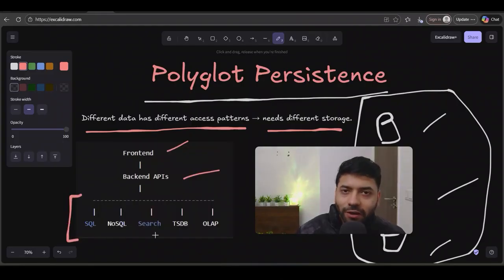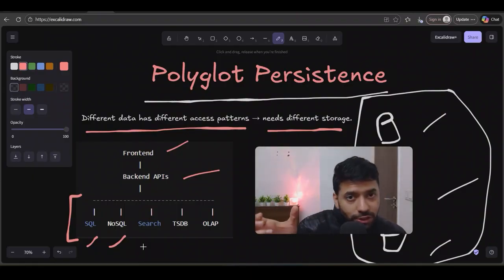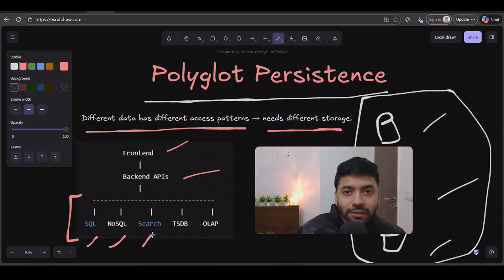Okay, so this is your backend, but here is your database part, and you can see you can have different databases for the same system. You can use SQL for some of the features where strong ACID properties are required, and for some other features where you see a lot of writes happening, you need horizontal scaling, you can use NoSQL. And if you have a feature where you have to perform a search operation, like product search in Amazon, for that you will use a search database.